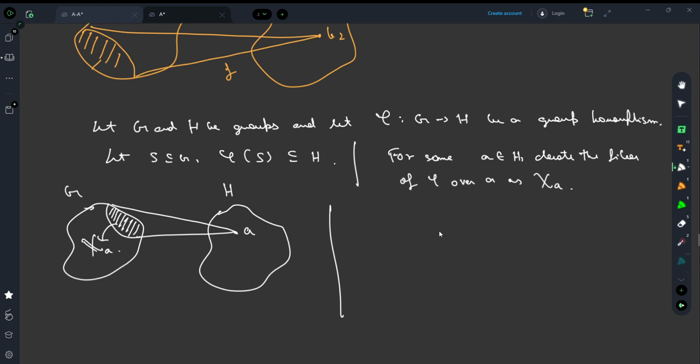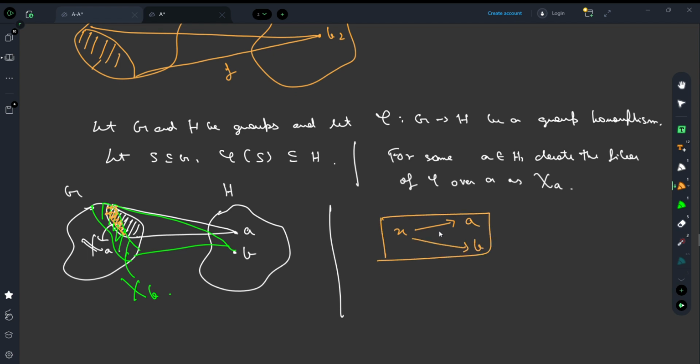Suppose there is another point B here, and the fiber of B is, let's say, this green part. Let's say this is the chi of B. Then if you choose an element from the intersection of these two fibers, say x is an element from the intersection of chi A and chi B, then x gets mapped to A as well as to B.